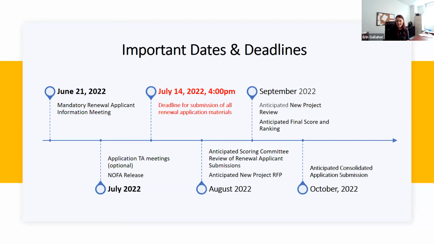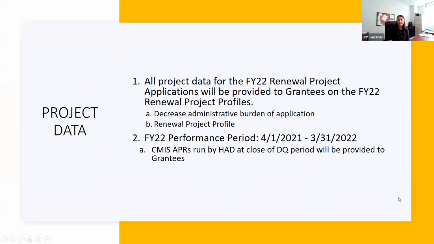So today is the mandatory meeting to review this year's submission process and all the changes. We will be offering TA meetings prior to the application being due, and we are operating under the assumption that the NOFO will be released some point in July. Local applications are due on the 14th at 4 o'clock p.m. And then we just have between August, September, and October, the anticipated timeline for the review of those and for the new applications and NOFO submission. So this isn't very much changed from the timeline that we operated on last year.